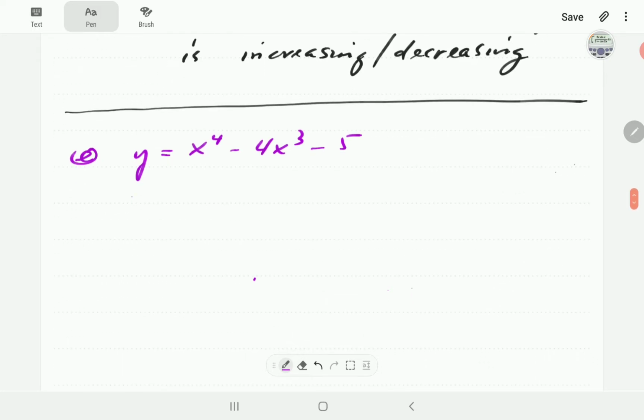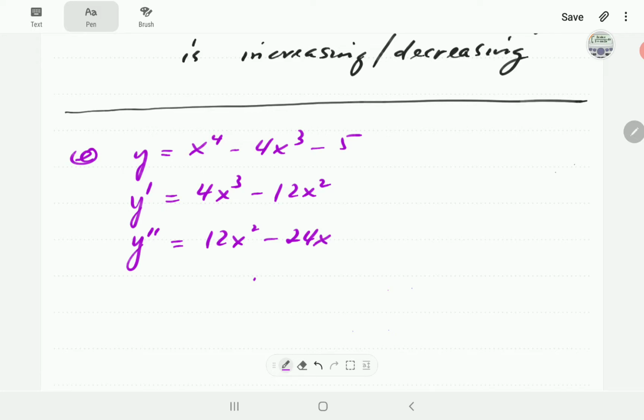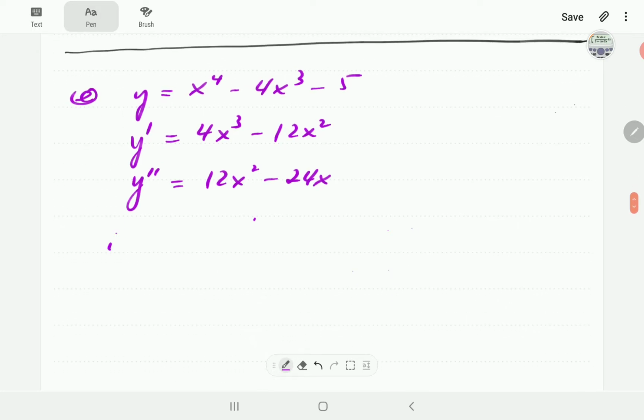Okay, as before, we're going to start by finding the first and the second order derivatives. So the first order derivative is going to be 4x cubed minus 12x squared. Second order derivative is going to be 12x squared minus 24x.